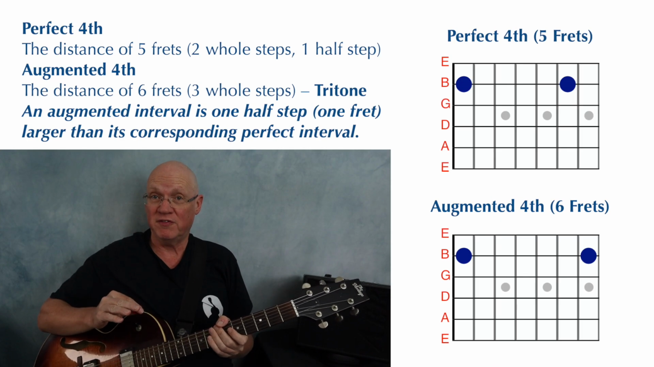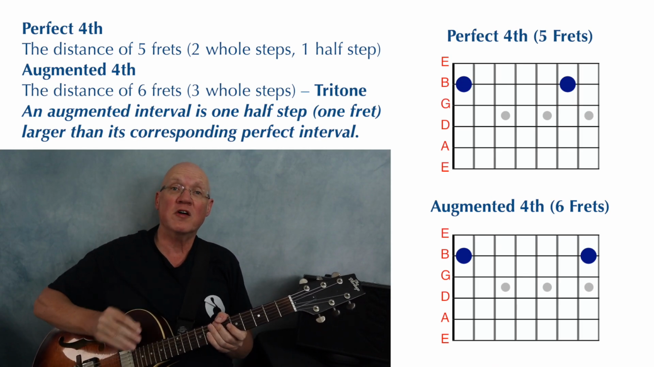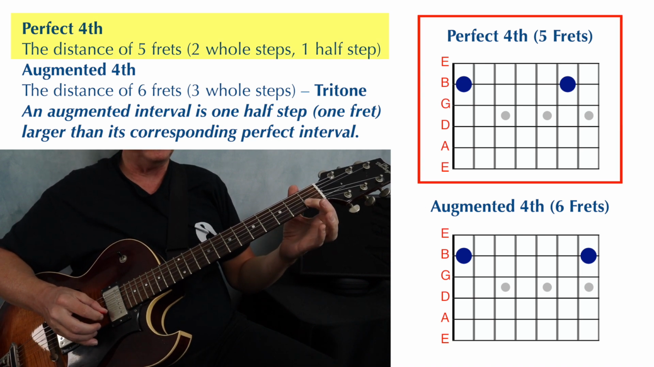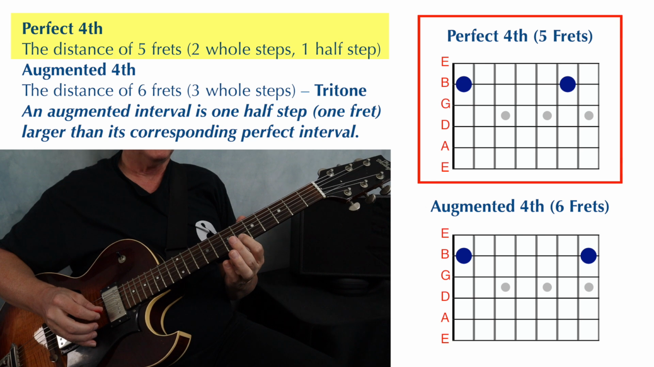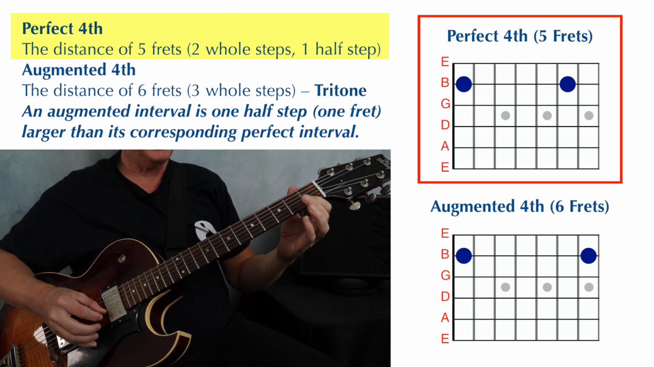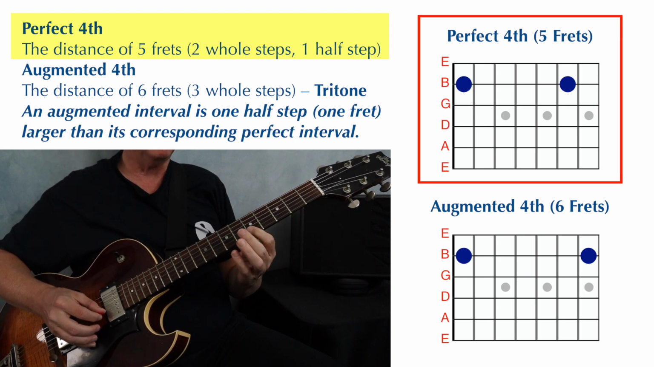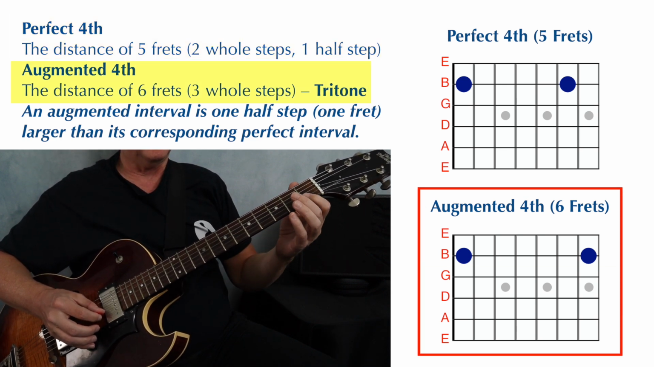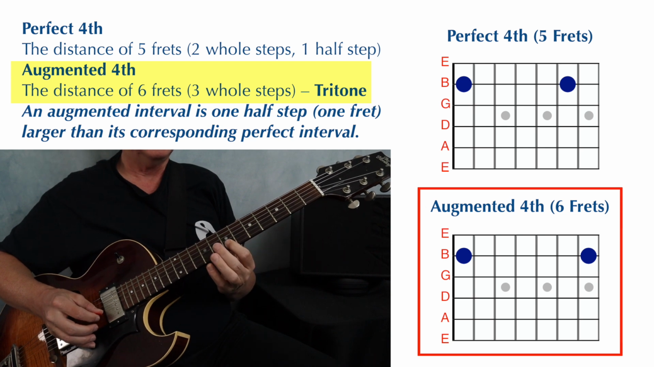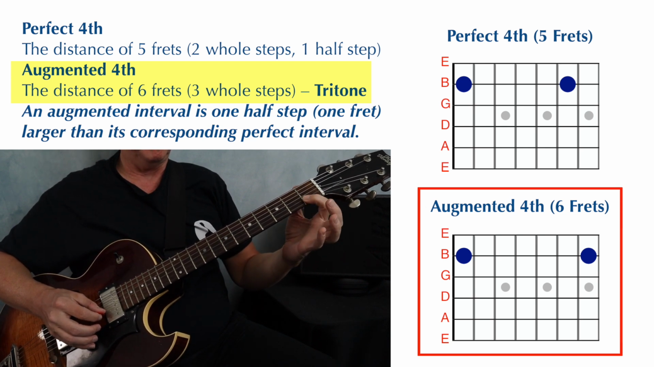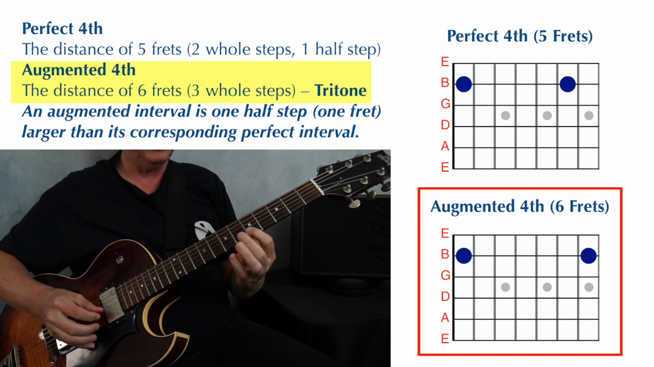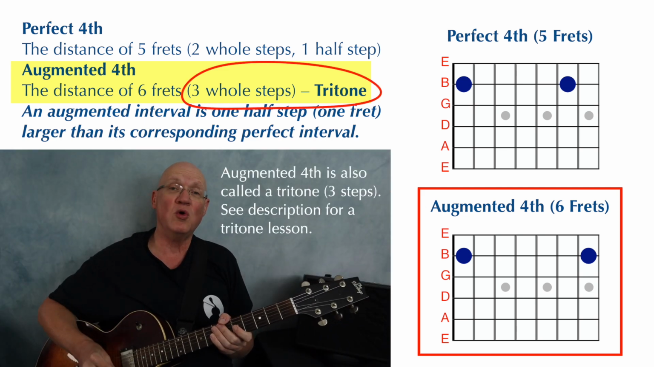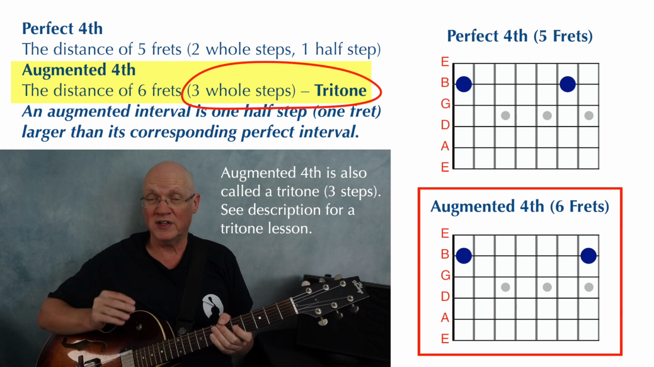You can further define fourths as perfect fourths or augmented fourths. On the guitar, a perfect fourth is a distance of 5 frets, or 2 whole steps and a half step. Whole step, half step. And an augmented fourth is the distance of 6 frets, or 3 whole steps. 1, 2, 3 whole steps. Because the augmented fourth is 3 whole steps distance, it is also called a tritone.